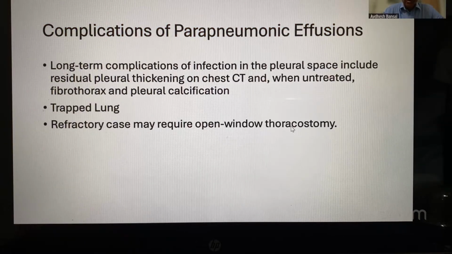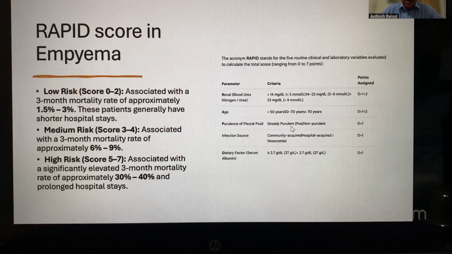If you don't treat parapneumonic effusion, it results in fibrothorax, ultimately pleural calcification, trapped lung, and some of these patients who are not good candidates for any surgical procedure will end up having open window thoracostomy, which is a very, very horrendous procedure, which if you see these patients, they are cachectic and draining pus most of the time.